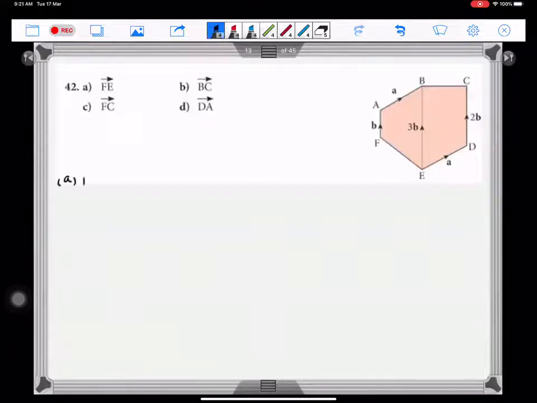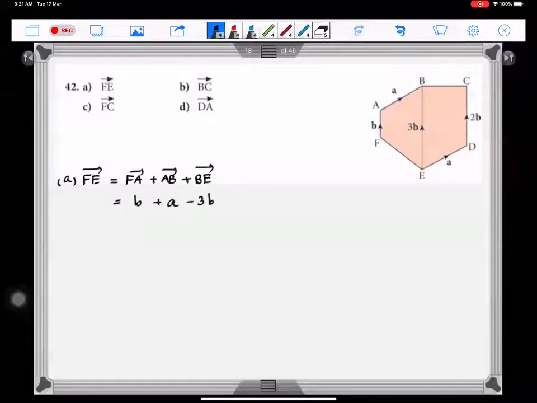Part A. F till E, that is going FA plus AB plus BE. FA is B, AB is A, BE is minus 3B because EB is 3B. So BE is minus 3B. So that is the shortcut from F to E. So this is A minus 2B, that is FE.